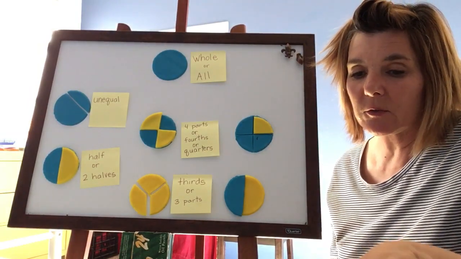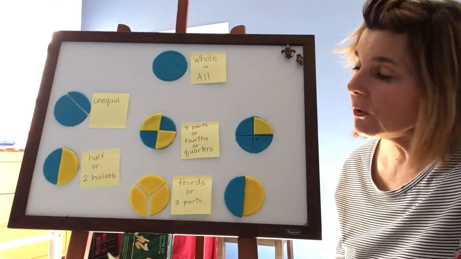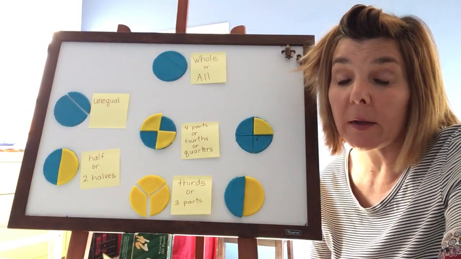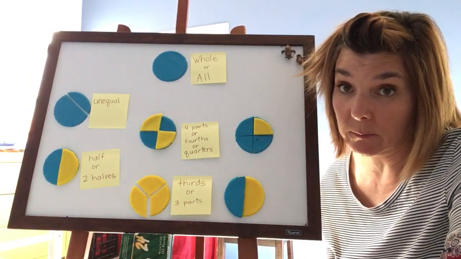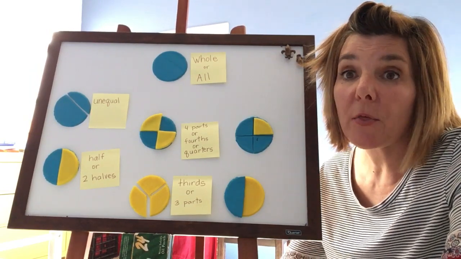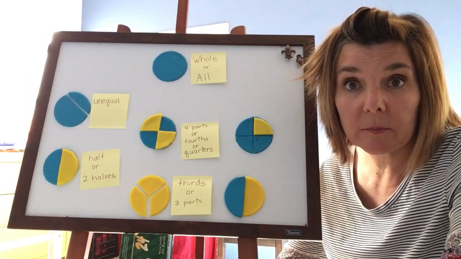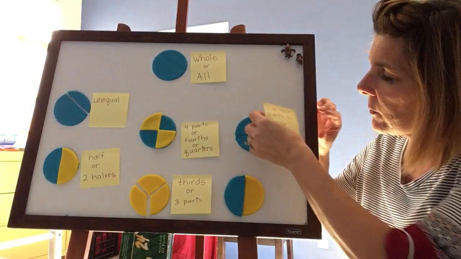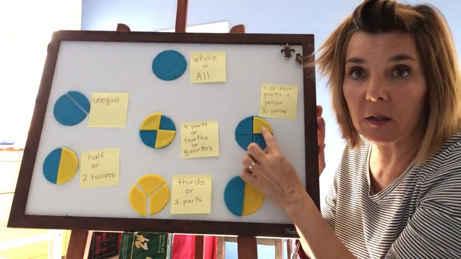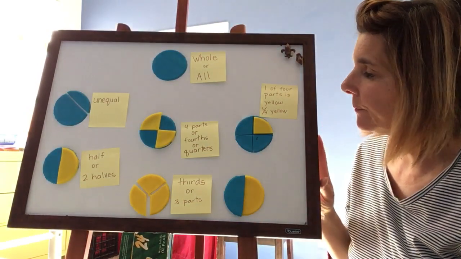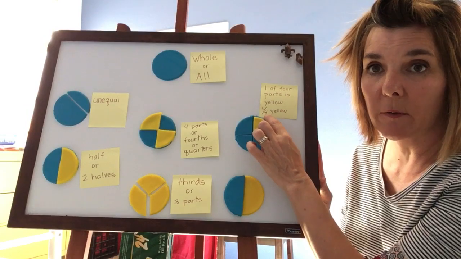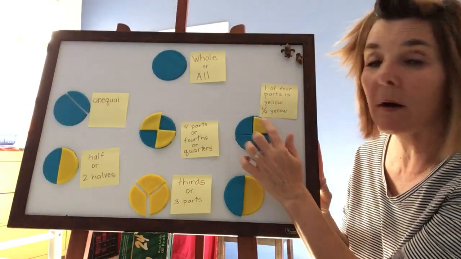All right, here's our next one. Could you find a shape that is 1/4 yellow? So 1 of 4 parts is yellow. Let me describe it another way. 3 of 4 parts are blue. Did you find it? Yep, it's right here. There's 4 equal parts, 1 is yellow, and 3 are blue. Do you see how I wrote the fraction right there? Can you see that? 1/4 is yellow. 1 of 4 parts is yellow.